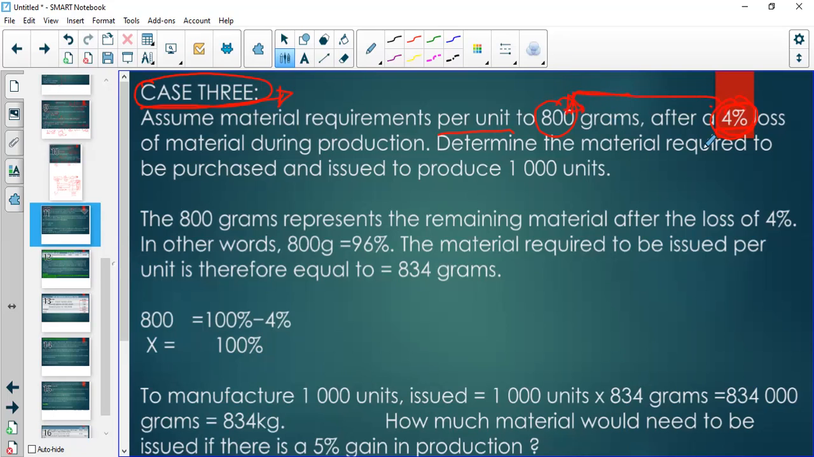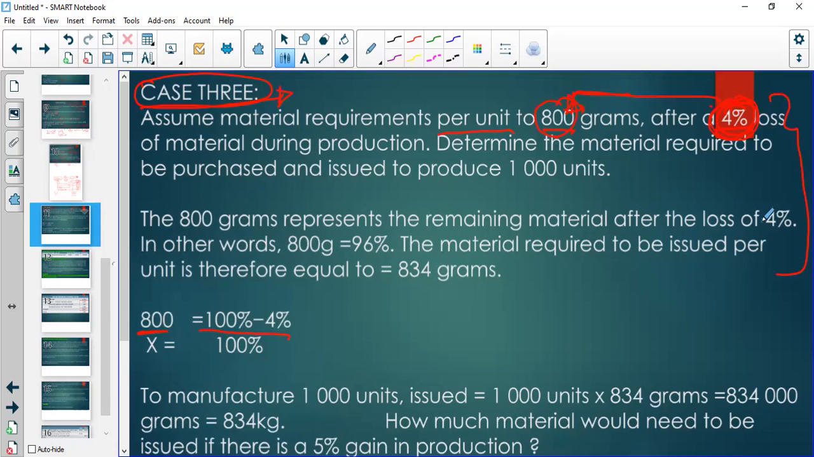So you have to take into account the loss, right? As you can see here, we need 800 grams, but this 800 is the 96% remaining, because it's after a 4% loss. So this is extremely important, because it's going to affect a lot of things. It's going to affect your budgeting.